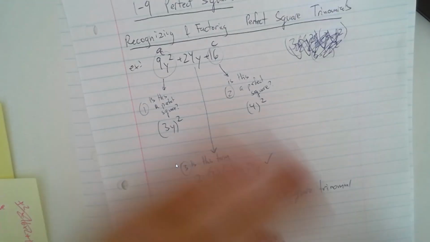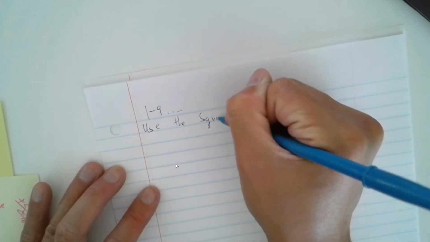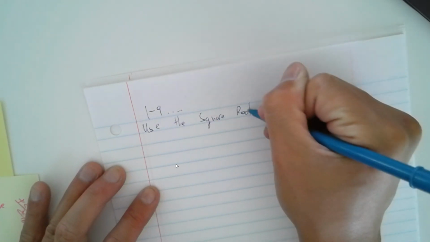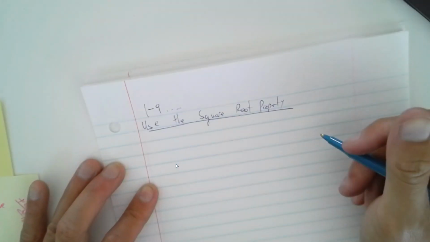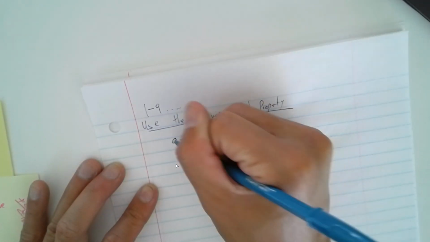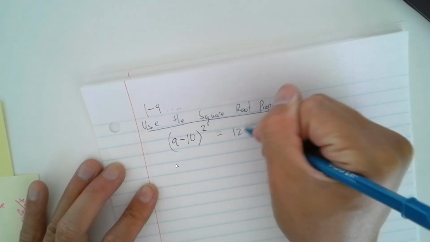Okay, now let's do another one, another type of problem. We're still in 1-9. Then we're going to use the square root property. This is something else that you have to know. So what I mean by this is let's have a statement that's (a - 10)² = 121, and you must solve for a.